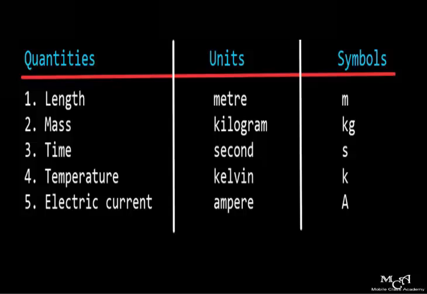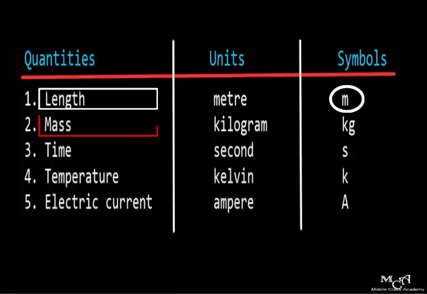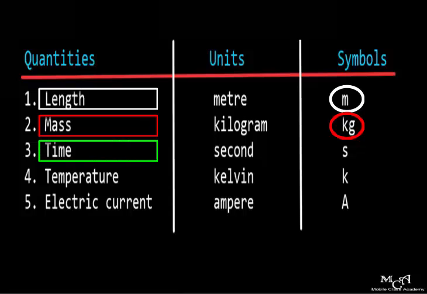Now, if you look at the board, we have the five fundamental quantities, their units, and the symbol of their unit. The first one is length. For length, the unit is meters and the symbol is m. The second one is mass, the unit is kilogram, and the symbol is kg. The third one is time. The unit is seconds and the symbol is s.